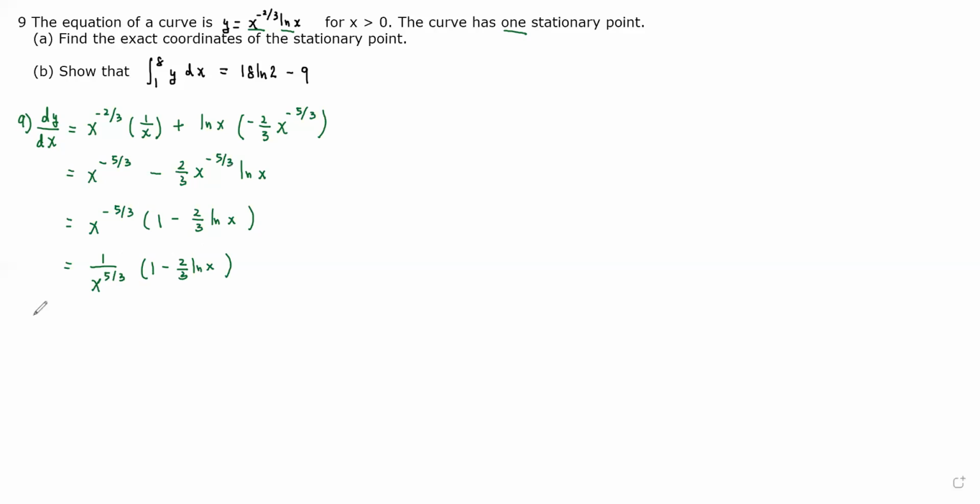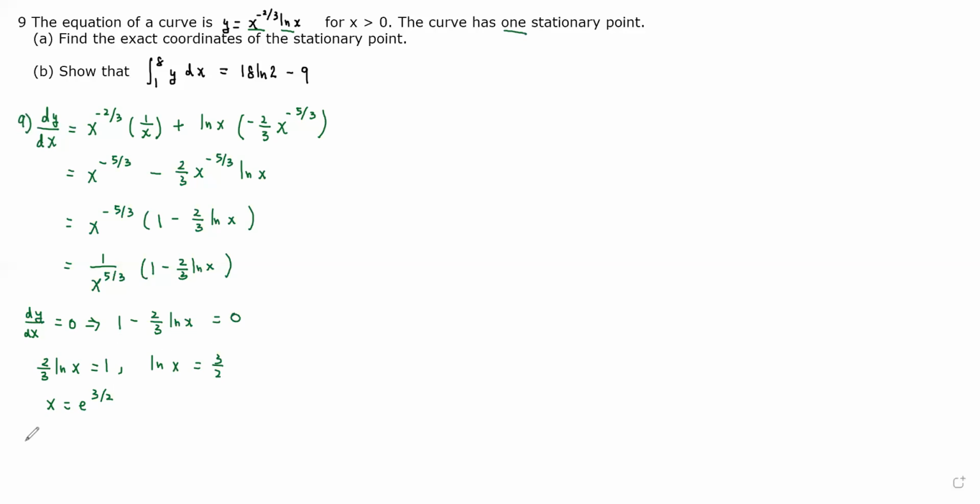To find the stationary point, we need to set dy/dx to 0. The denominator cannot be 0. At any rate, x must be positive. Then we are left with 1 minus 2 thirds ln x equals 0. We need to solve for x. Rearranging, we have 2 thirds ln x equals 1, or ln x equals 3 over 2. Then, taking anti-log, we have x equals e to the 3 over 2.